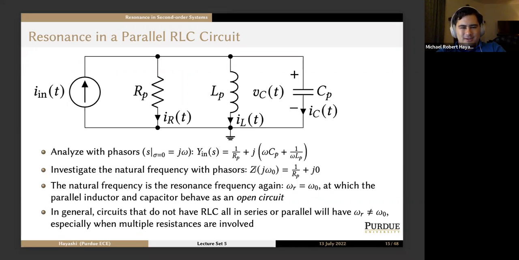In the parallel RLC circuit, very similar to the series RLC case, you'll get that the impedance is 1 over RP plus j0. I mean to correct this error. This should be Y. Y is equal to 1 over RP plus j0. This should be a minus sign. I'll issue that correction at the end of tonight, or maybe I'll do it tomorrow.